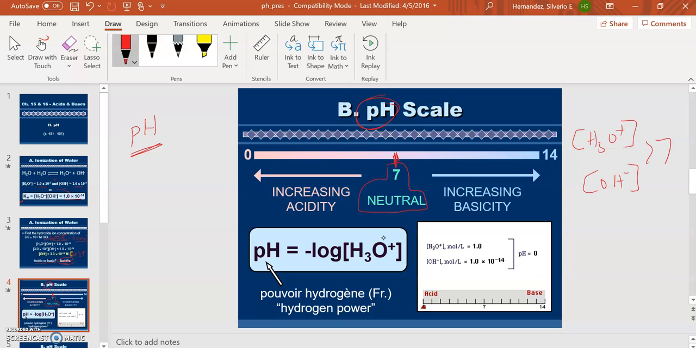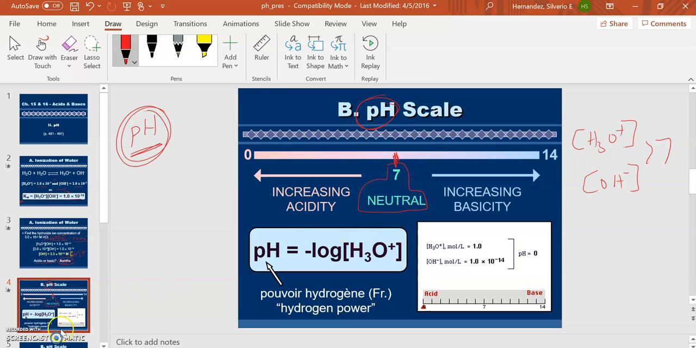Above 7, from 8 to 14, is going to be a base. Below 7, 6 down to 0, is going to be an acid. And again, this is always based off of the value of the pH that we use to determine if it's an acid or a base. I've already talked to you about this equation, and we're going to learn today how to use it along with a few others. But this is basically talking to us about the power of the hydrogen, right? The number of hydrogen ions that are released by a given substance, an acid, into a solution.